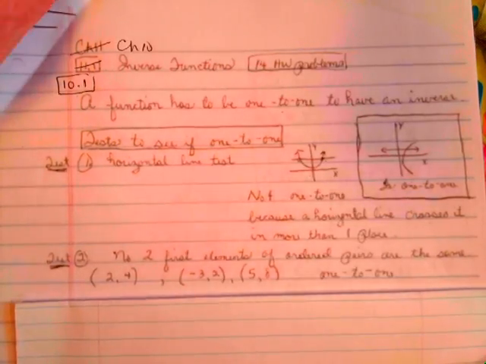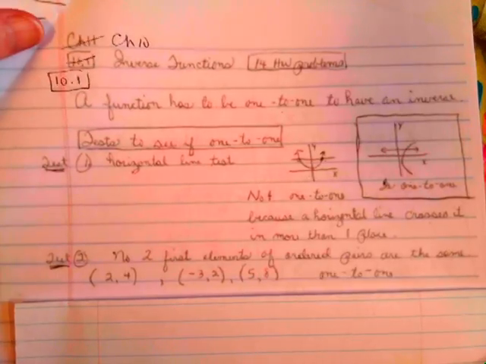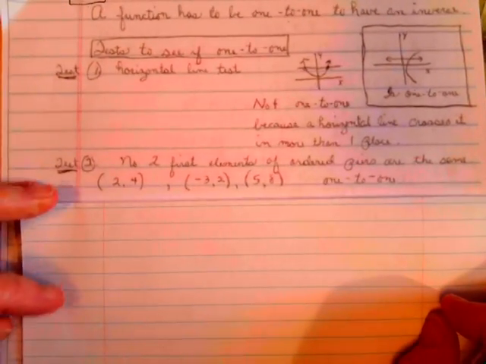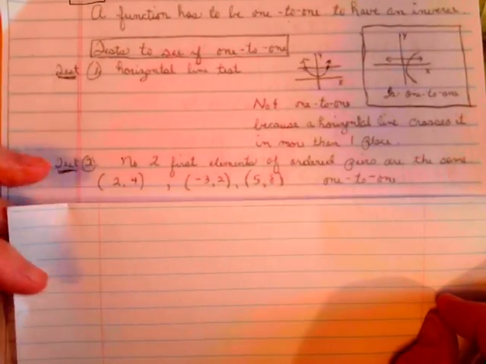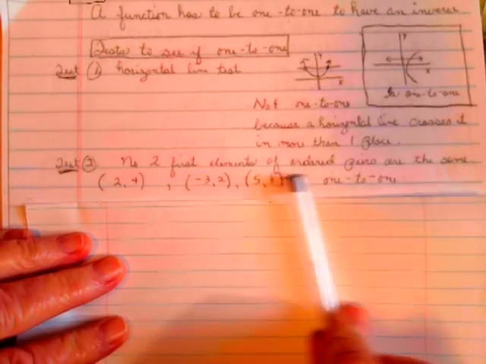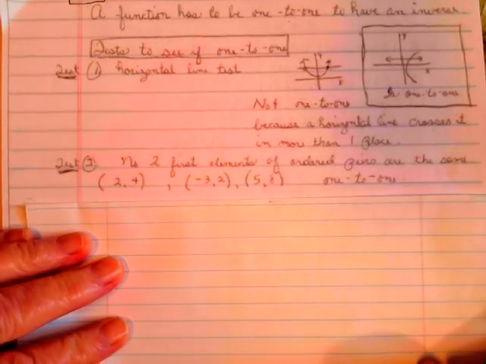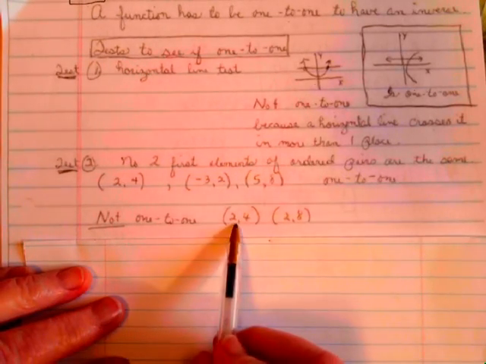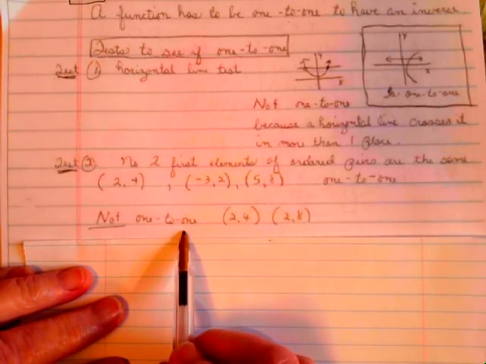The second test: no 2 first elements of ordered pairs are the same. 2, 4, negative 3, 2, 5, 8. That is one-to-one, because none of those first elements are the same. If I have 2, 4, and 2, 8, it's not one-to-one.